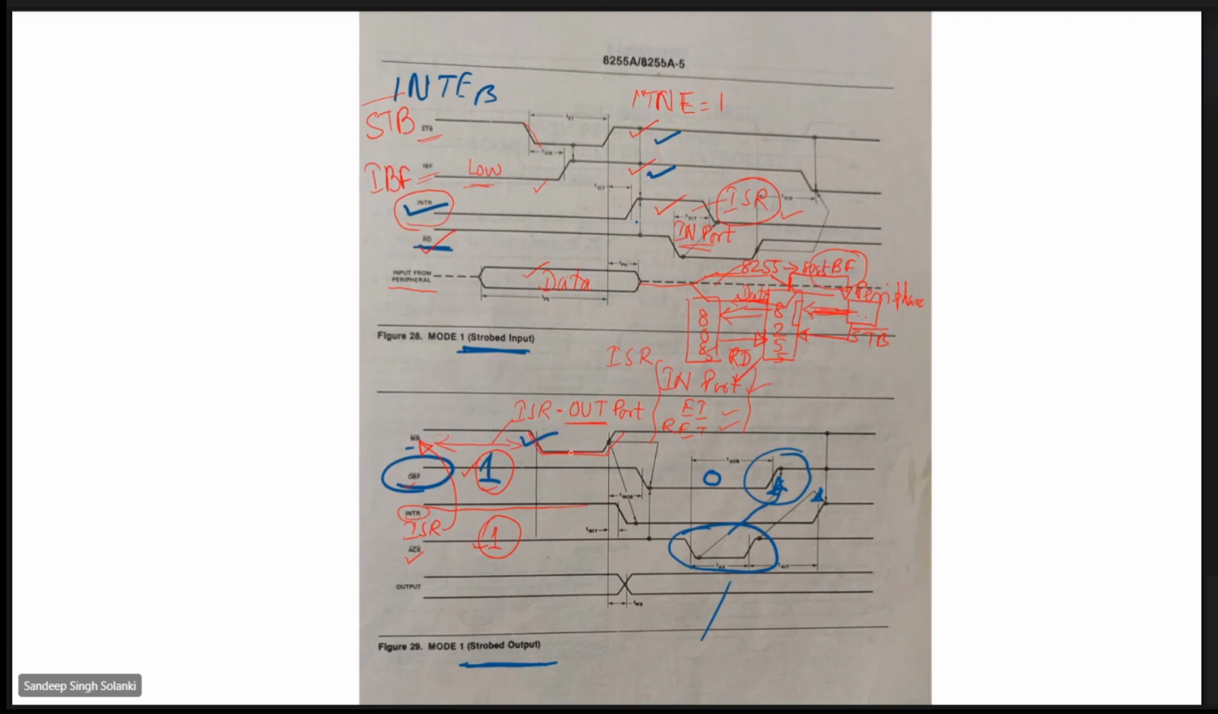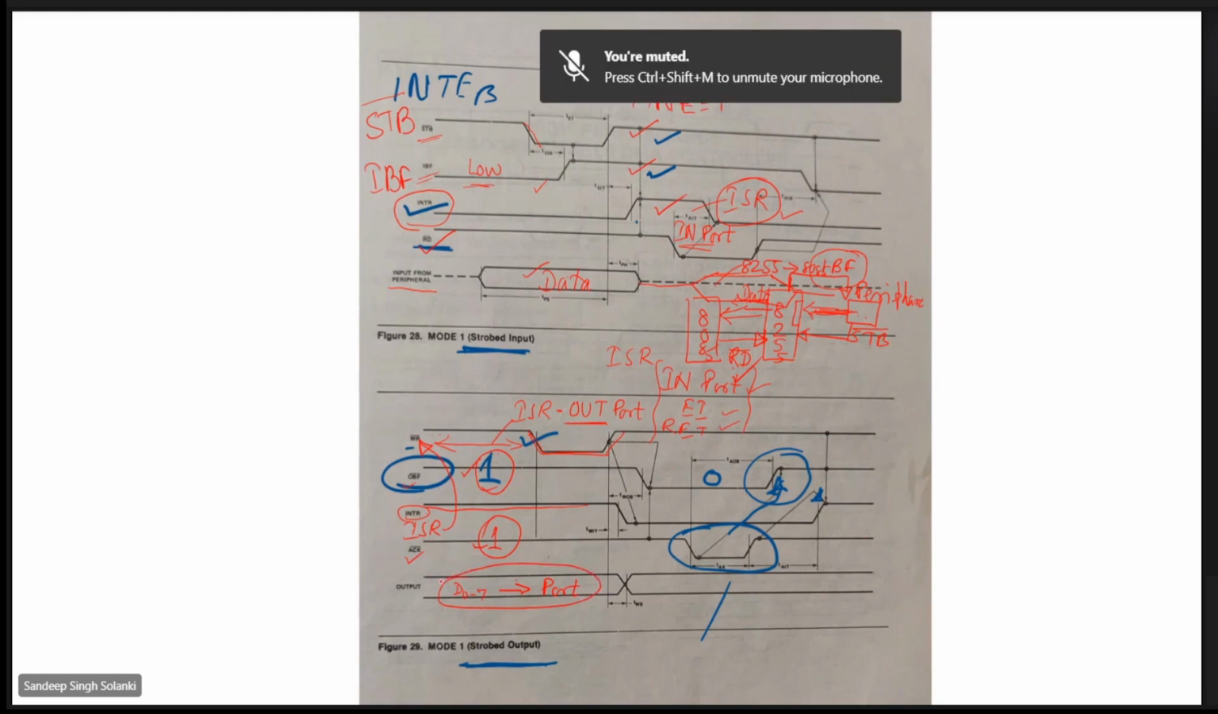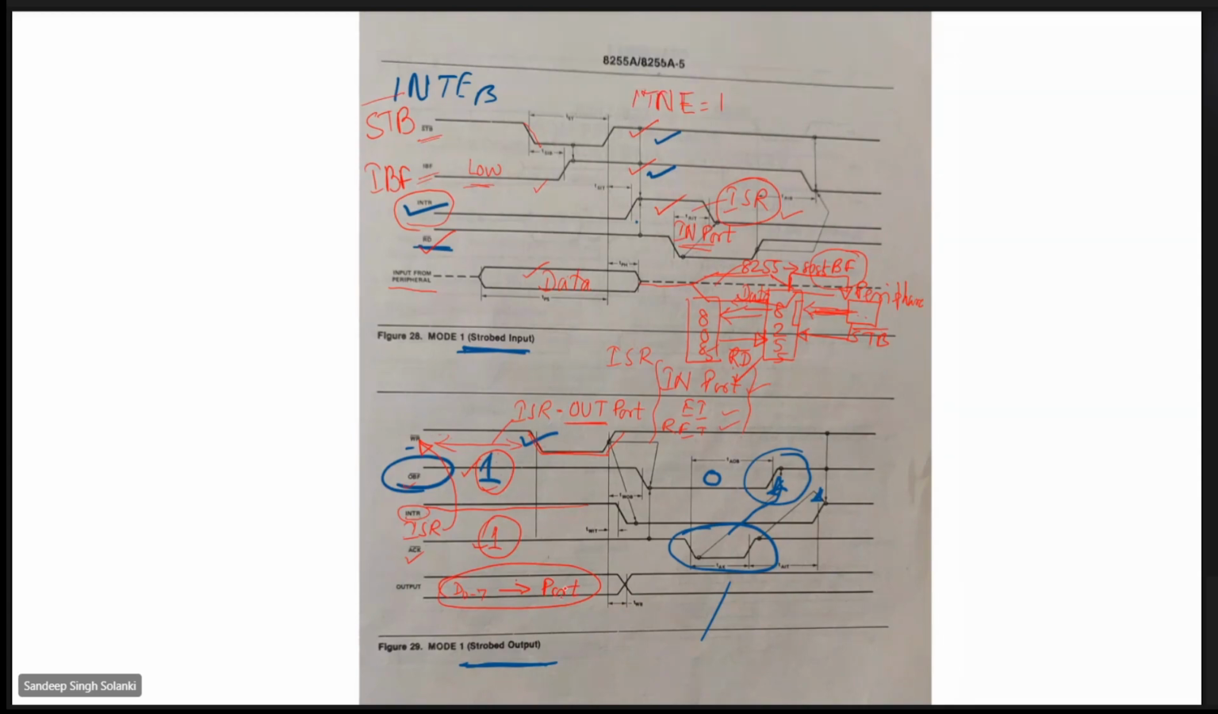With that write control, you are finding that the data which is available on D0 to D7 goes to the port. This is that scenario. So it goes to the port, and once the port has been written with the data, what is going to happen? You will get your output buffer full.